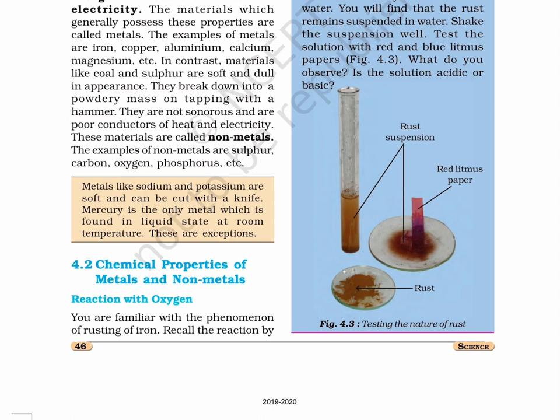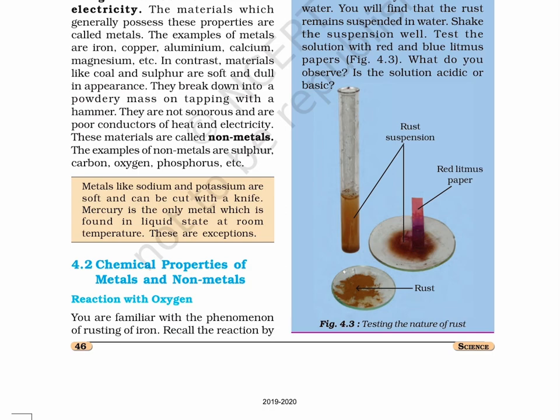Figure 4.3. Testing the nature of rust. It has 3 images. The first one shows rust suspension, the second shows red litmus paper, and finally the third one shows rust.